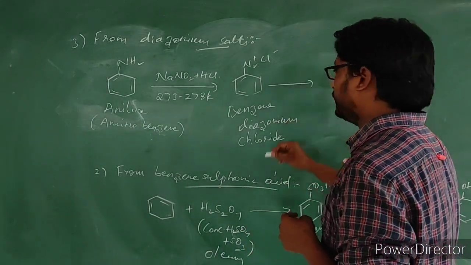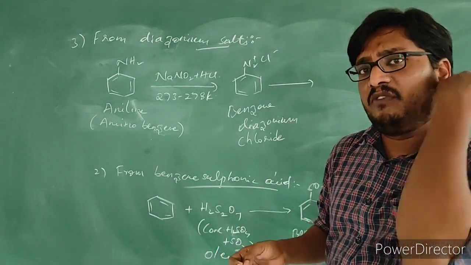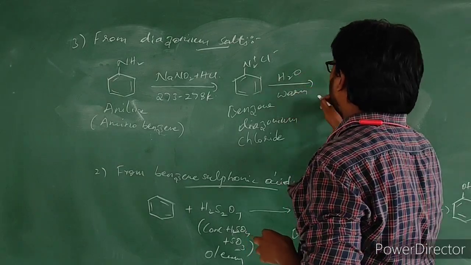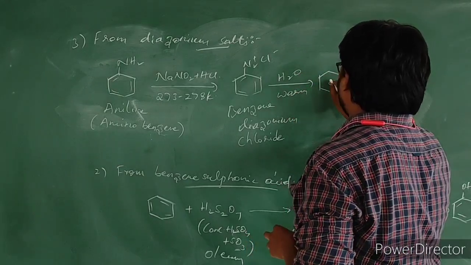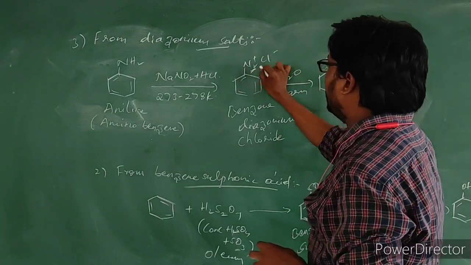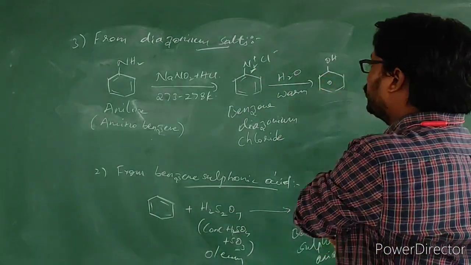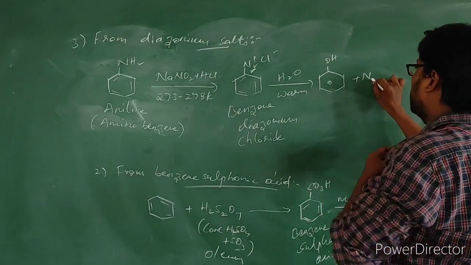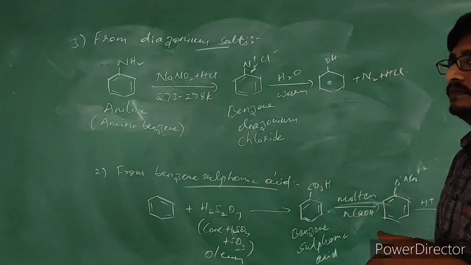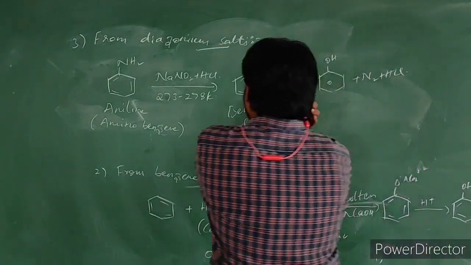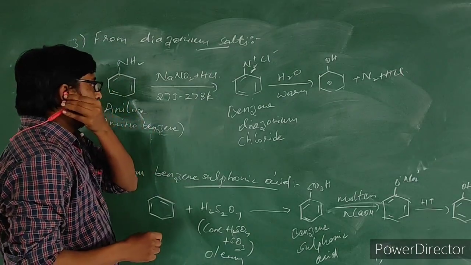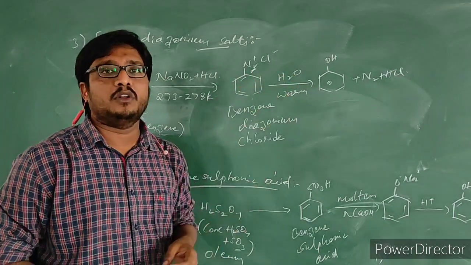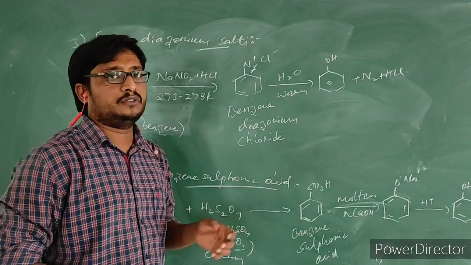Benzene diazonium chloride gets produced. Now when we warm this with water, it will produce phenol. We know that N2+ is a good leaving group, so it comes out as nitrogen, and HCl will get produced. Or we can even treat this with dilute HCl also. We will get the same phenol. Simple thing.